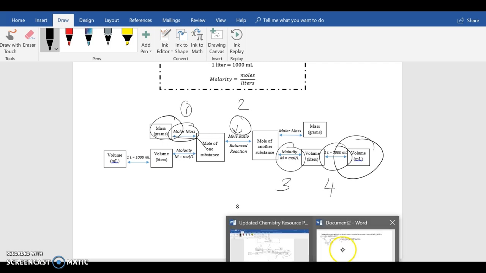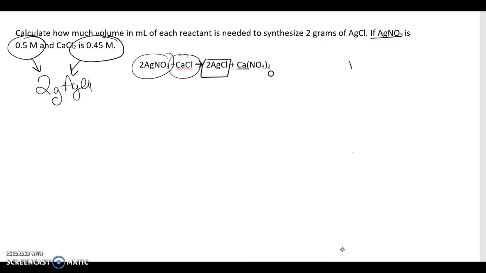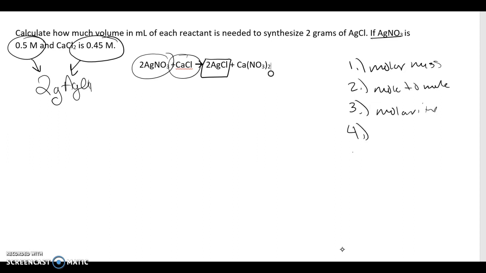All right, so let's go back to the problem. I'm just going to write those steps right over here. Step 1 is the molar mass. Step 2, we're going to use a mole to mole conversion. Step 3 is the molarity of your solution. That's how you're going to get to essentially liters, and then once you're at liters, you're going to convert liters into milliliters. Okay, so let's start. We know that we need to get to 2 grams of AgCl.